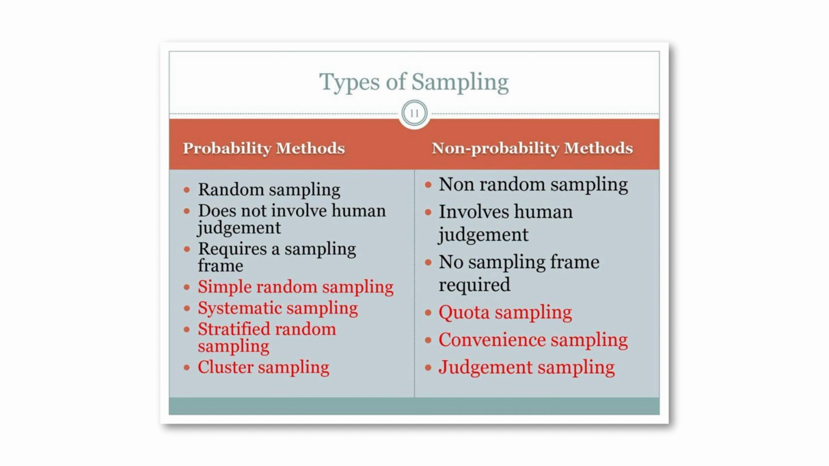When we talked about the probability methods, we said it is random sampling, does not involve human judgment, and requires a sampling frame. The methodologies are systematic, stratified, cluster, or simple random sampling. Whereas the non-probability methods involve human judgment, and are called quota sampling, convenience sampling, judgment sampling, or snowball sampling.